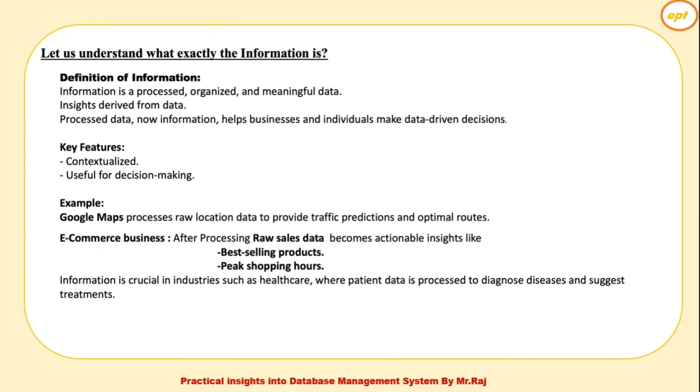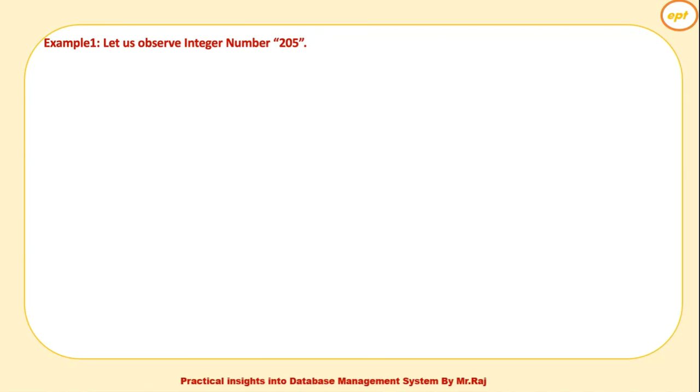Okay, and then it comes to the information. What we are saying here, information is processed, organized and meaningful data, right? Insights derived from the data. In more technical terminology, if you have processed data, that is information, that will be really useful for business organizations to take decisions very effectively. I hope you are getting what I am saying. So we will move ahead and understand more examples related to the information.